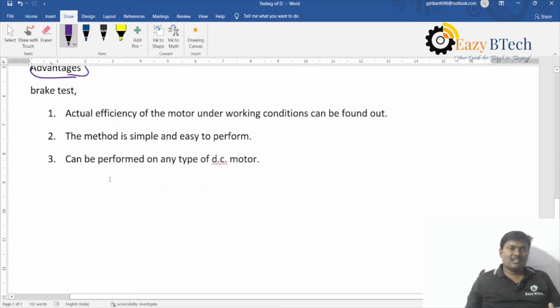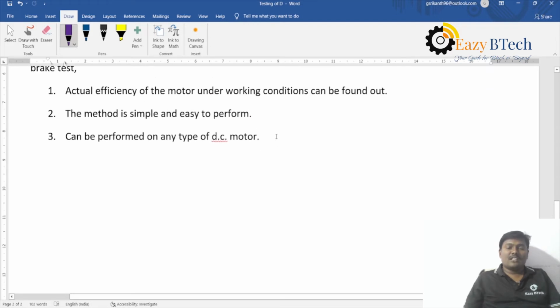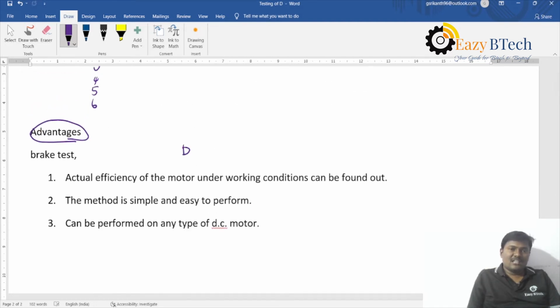So those are the advantages of the brake test. The actual efficiency of the motor under working condition can be found out. This method is simple and easy to perform and can be performed on any type of DC motor. Means you can apply this method to the DC series motor as well as the DC shunt motor. The above motor is a DC shunt motor.